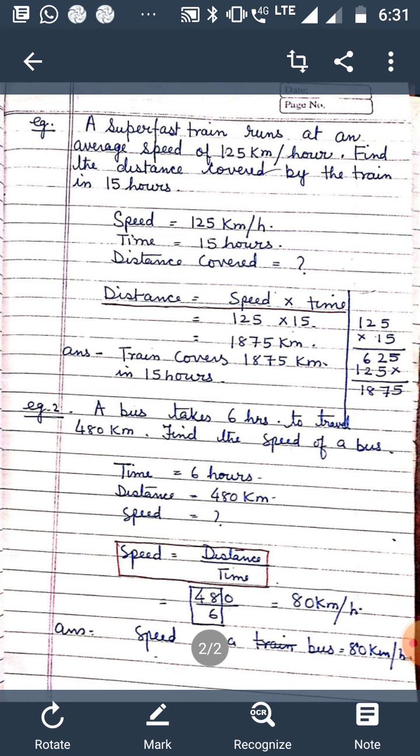Children, this was all about the method of doing sums for speed, distance and time. Now, you all have to write all three formulas of speed, distance and time in your copy with their units, and try to solve the given sums.